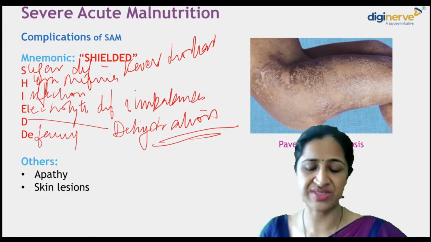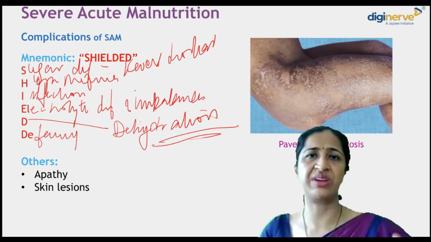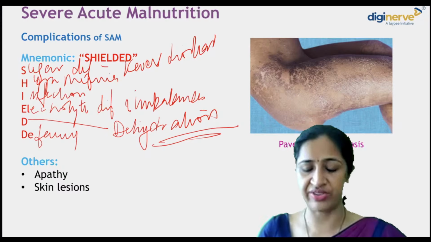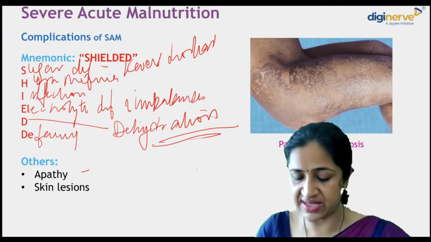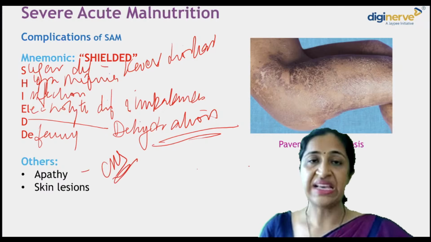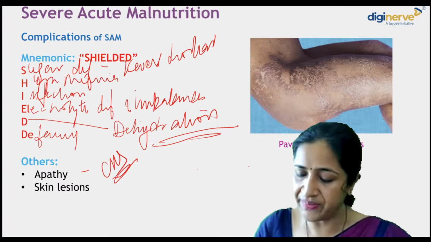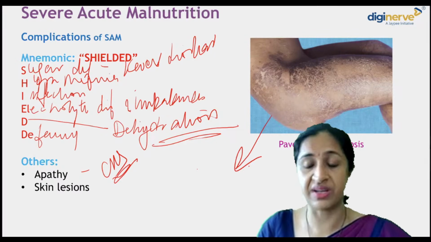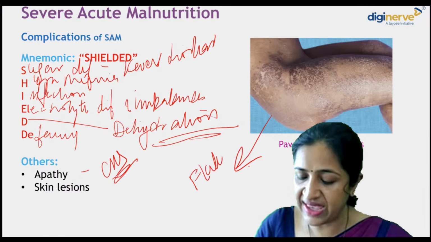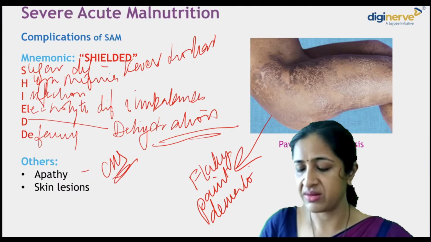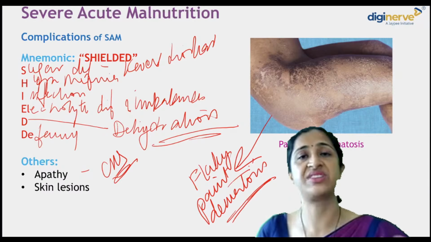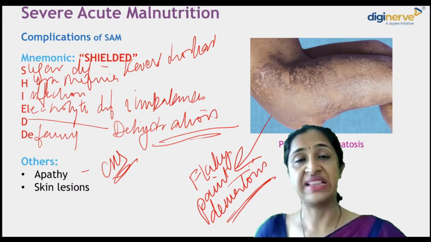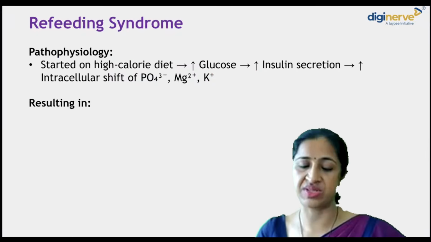Just complications of SAM. I'm sure most of you will be able to identify, if you look at each organ system, you'll be able to identify the complications. Now, what are the other manifestations? This is the CNS manifestation, apathy, and skin lesions. This skin lesion is called pavement dermatosis or flaky paint dermatosis. This is typically seen in kwashiorkor, though we can also see it in marasmus. I have seen it predominantly in kwashiorkor children, this flaky paint or pavement dermatosis.